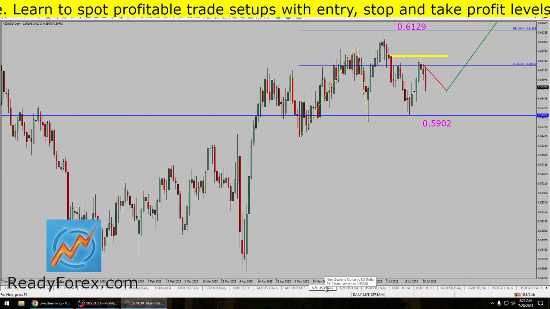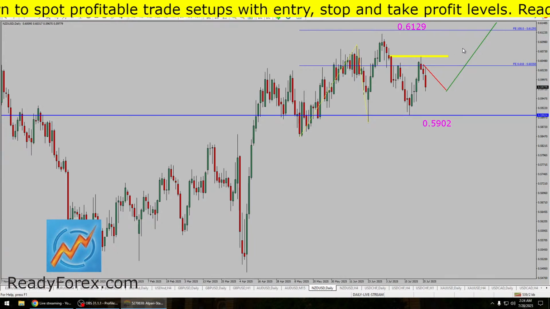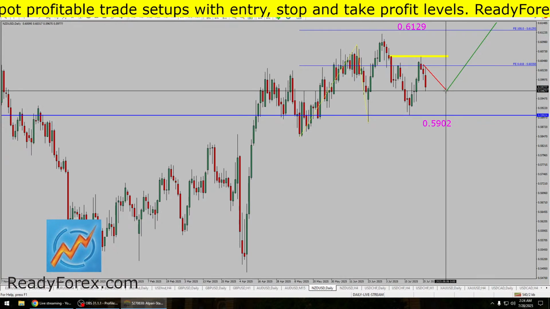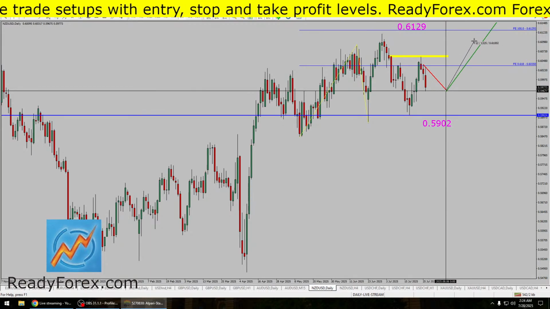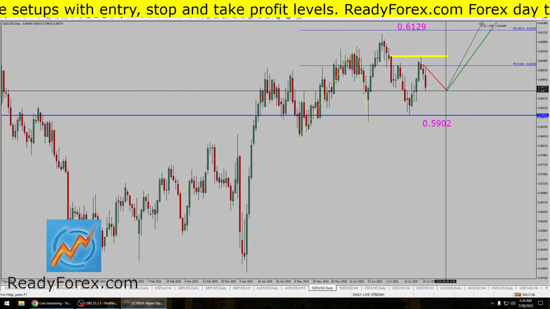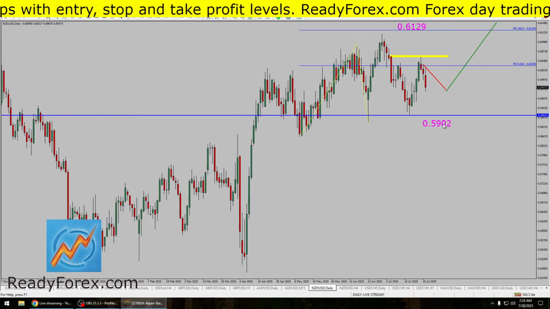Next one is the NZDUSD. NZDUSD, I was expecting a drop in price action. We got it. And I think from these lows, NZDUSD is probably going to rise up more.